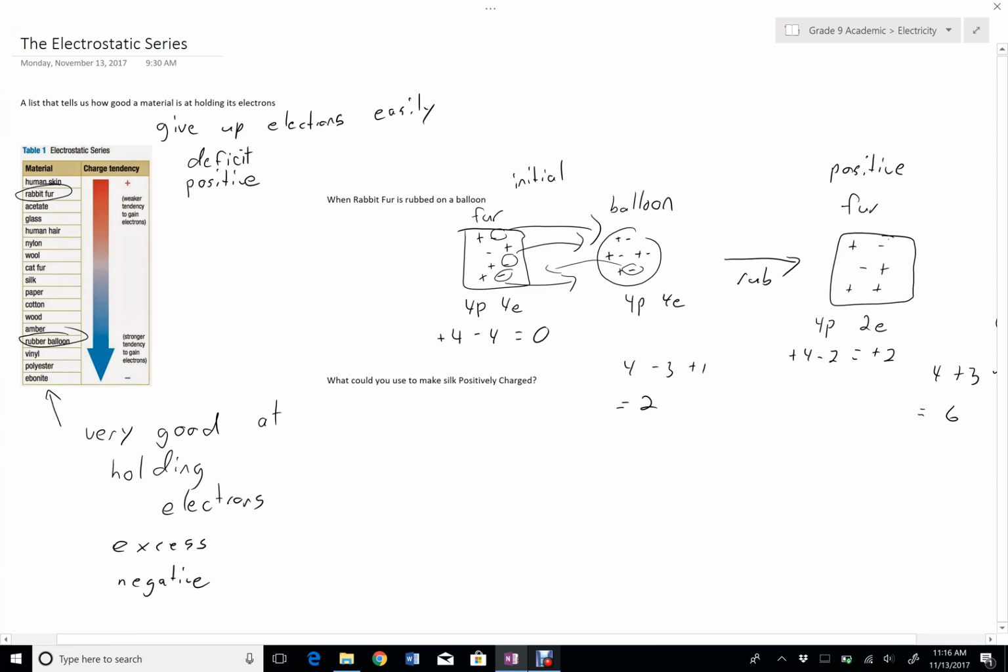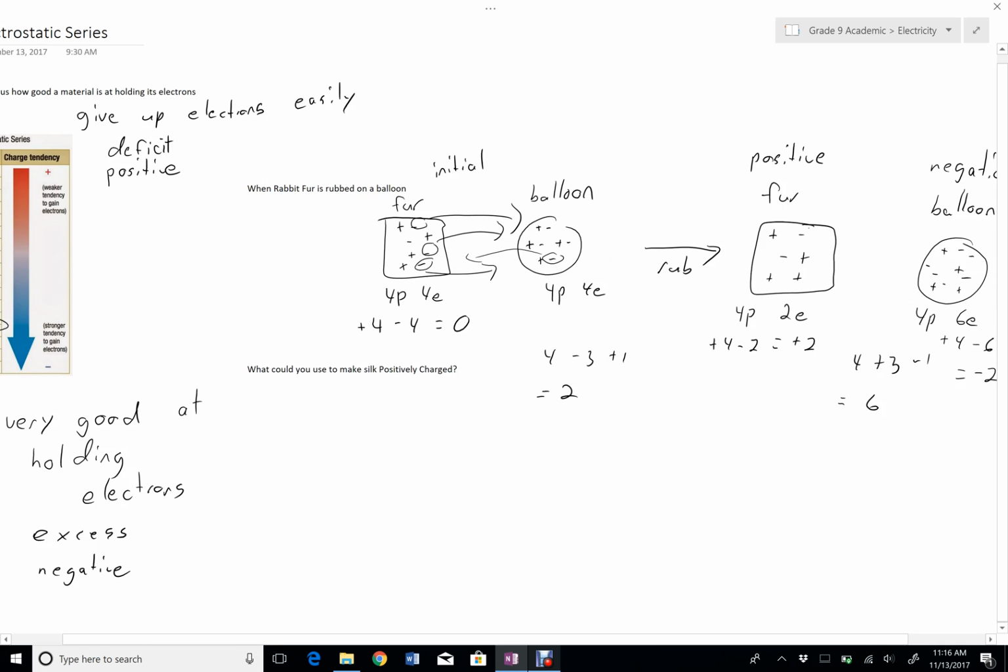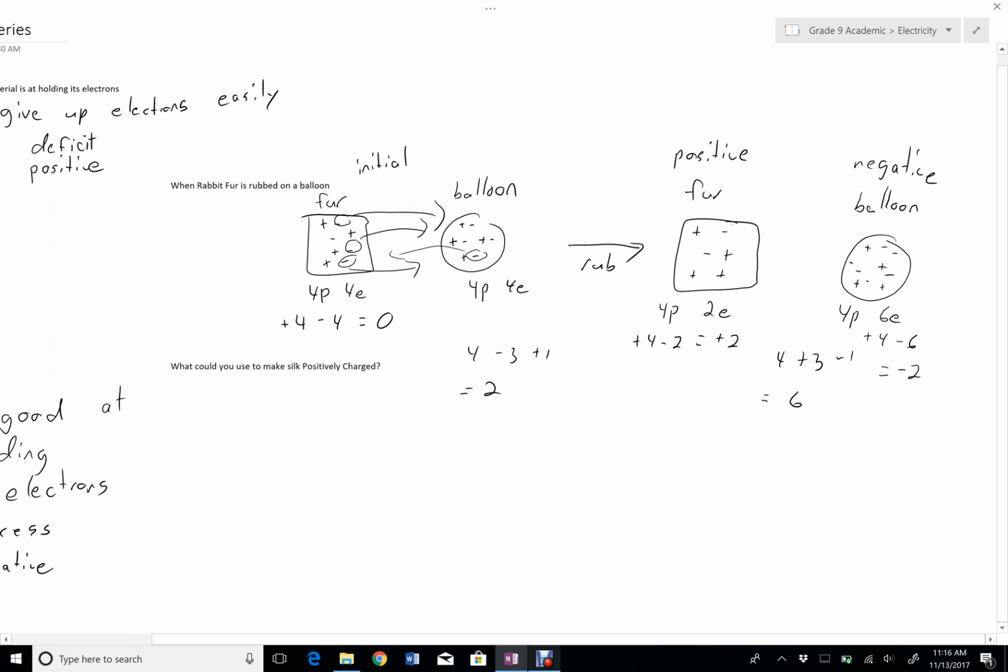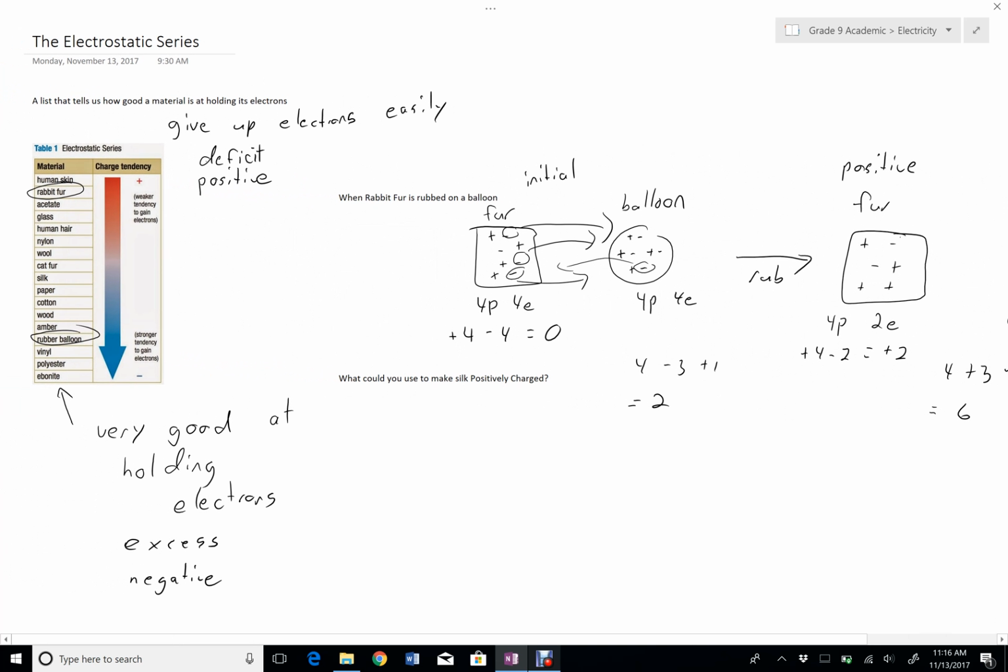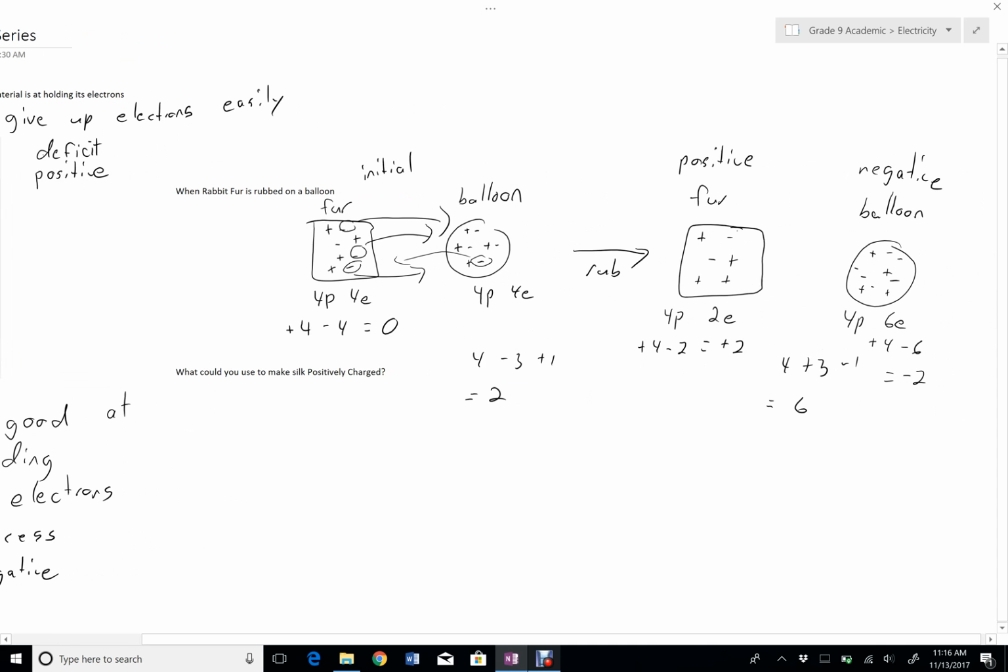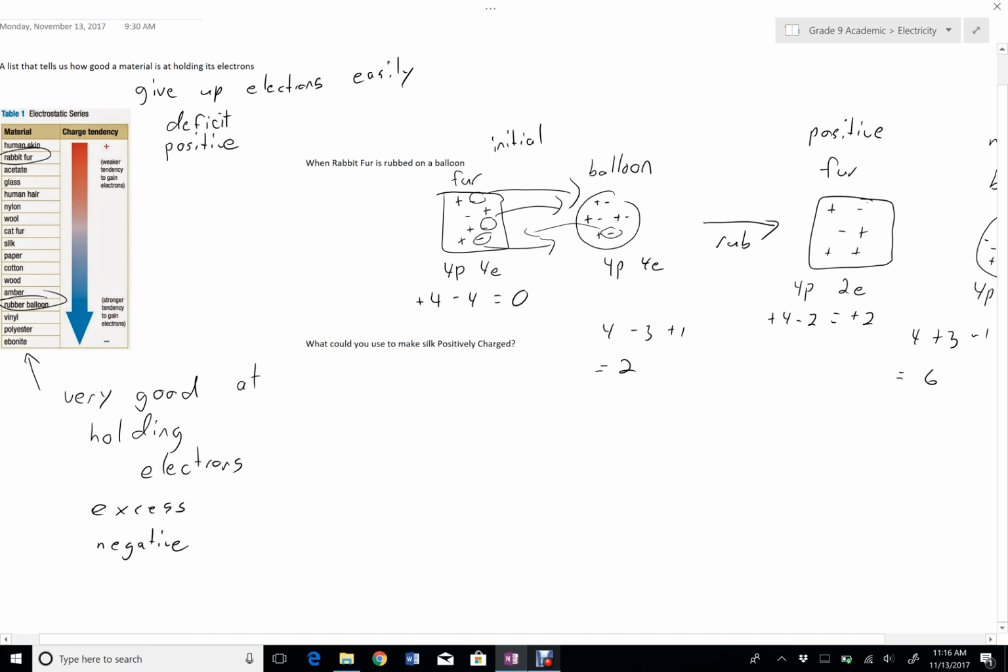So, because the fur gave up its electrons easily, it ended up with a deficit of electrons and ended up being positive. And since the balloon held on to his electrons hard, he ended up getting more electrons than he gave up, ending up with an excess of electrons, or becoming negative.